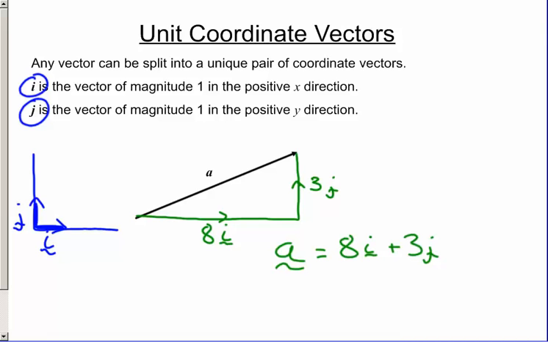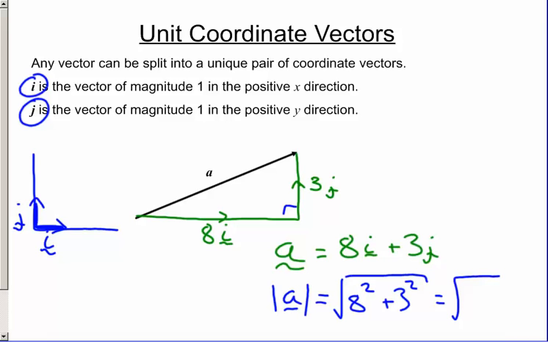Now, the length of a, the magnitude of a, is easy to calculate here. We can use Pythagoras' theorem because we've got a right angled triangle, because we chose i and j to be perpendicular. So we just get the square root of 8 squared plus 3 squared, which is equal to the square root of 64 plus 9, so the square root of 73.